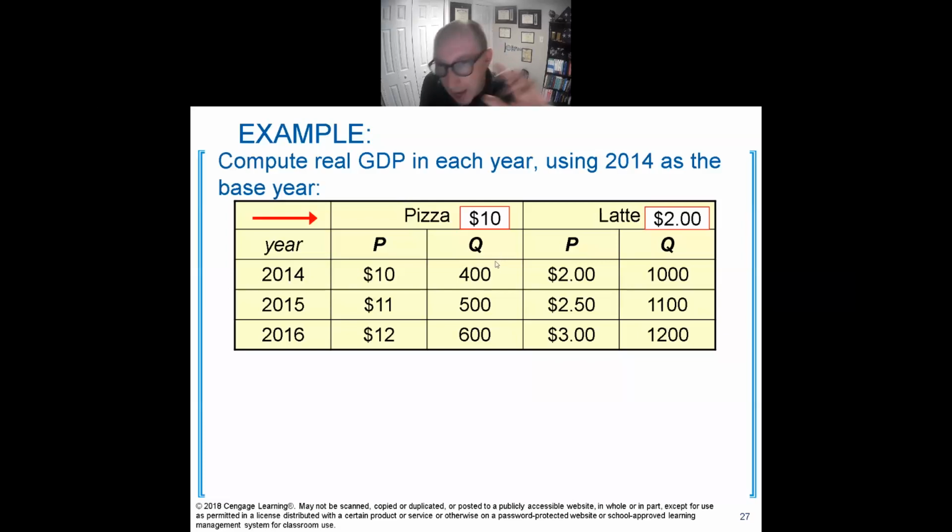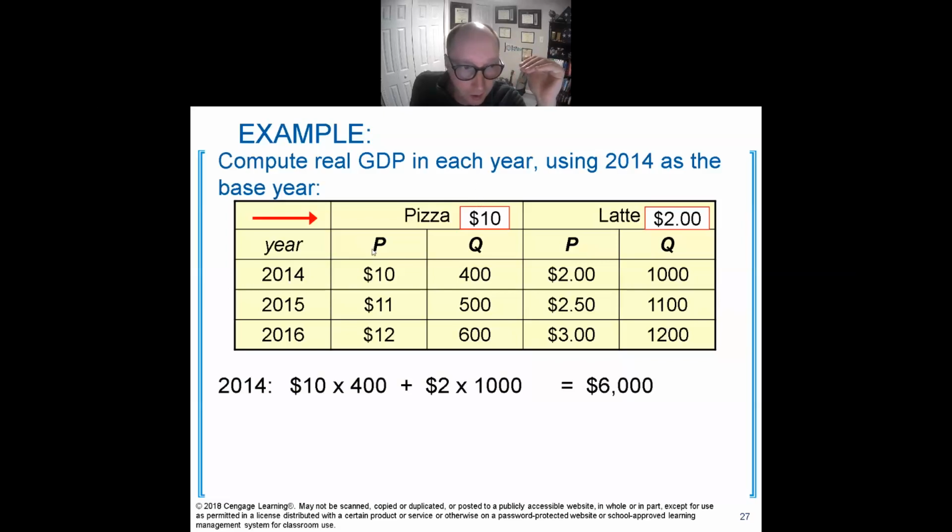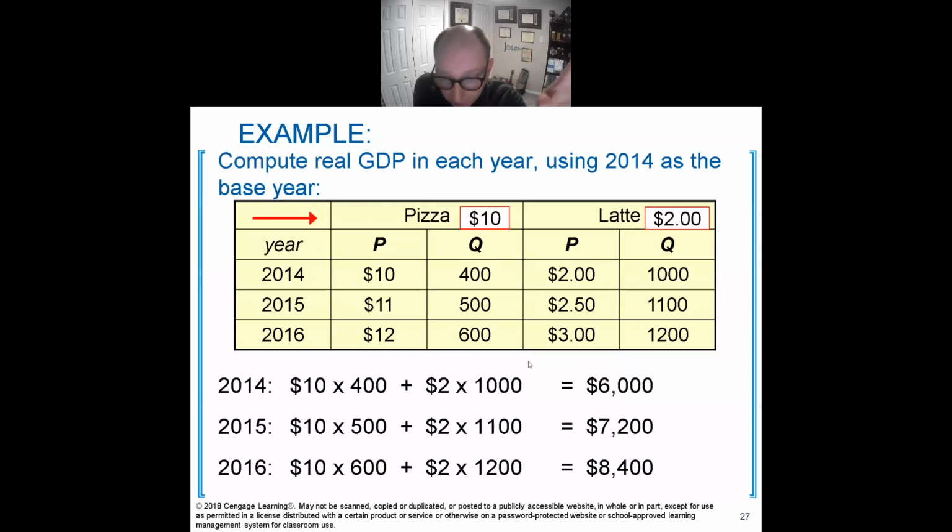Real GDP. So that was nominal GDP I just showed you, yes? Which represents the incremental increases. That's why I call it nominal. For real GDP, we take the base year, 2014, times the quantity, plus price times the quantity, 6,000. Well, it's similar to the previous one. Now, here's where it gets different.